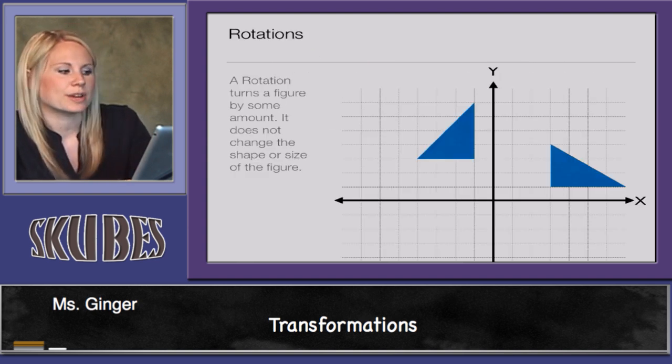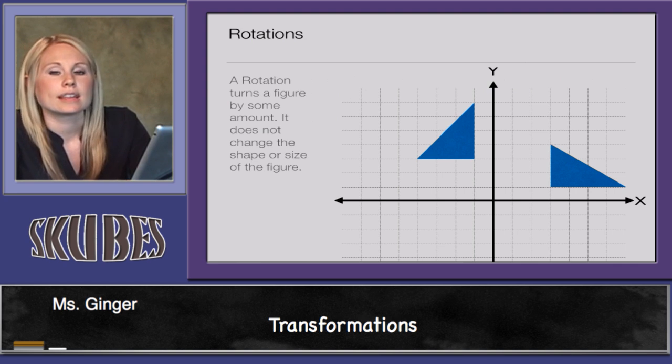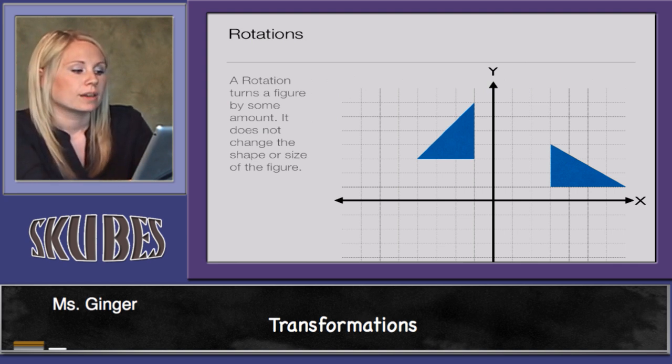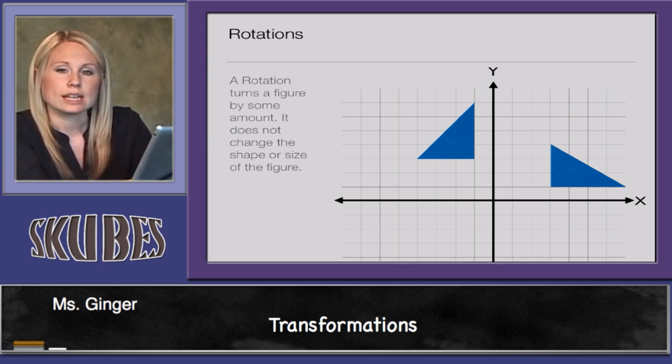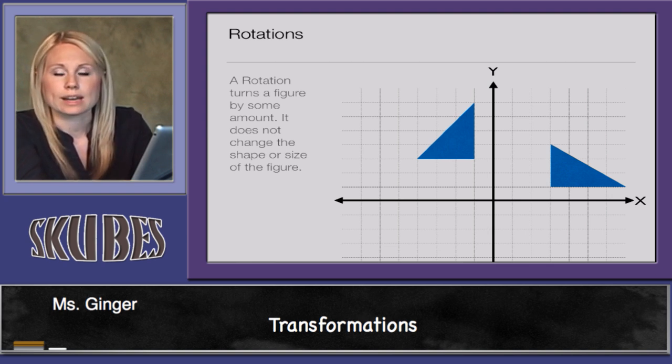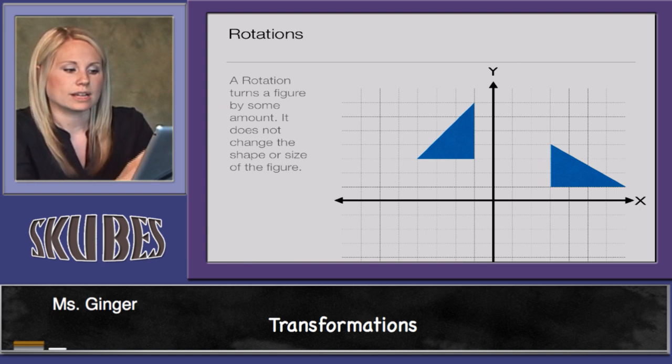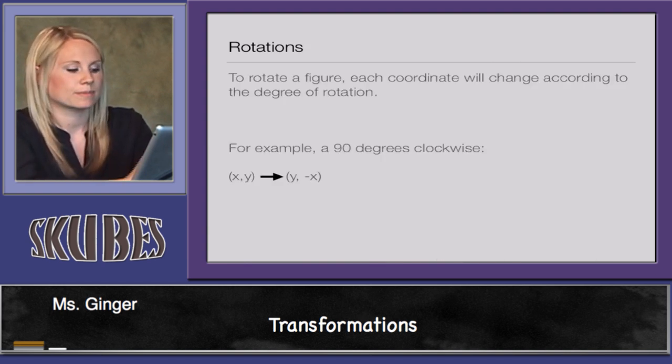Alright, our next transformation is called a rotation, and that is simply some kind of turn on our figure. Now you can rotate figures any amount of degrees in any direction. Oftentimes you'll be looking at a 90, 180, or 270 degree rotation, something like that. So here is a picture of what it'll look like, and we're going to see what happens to the coordinates.